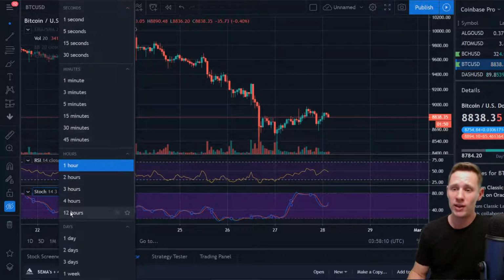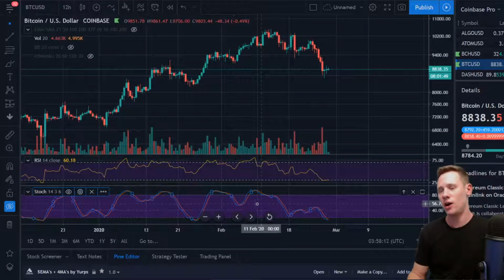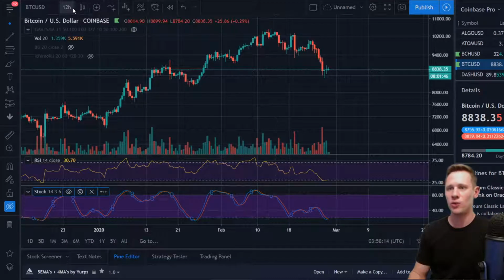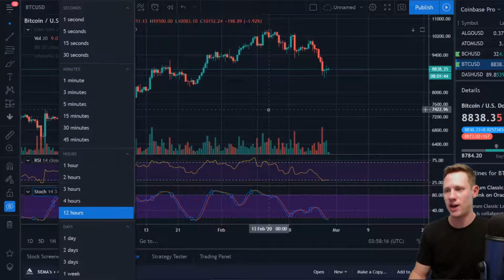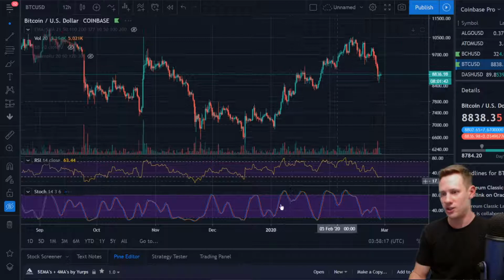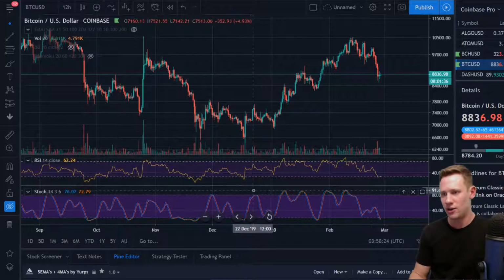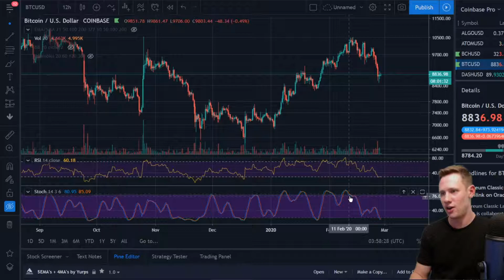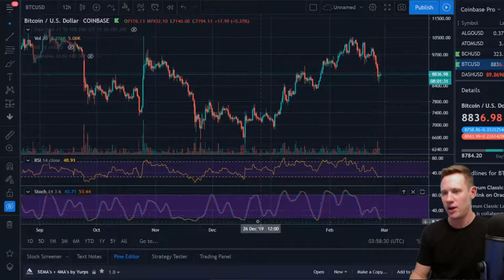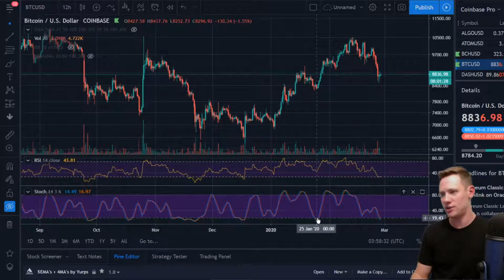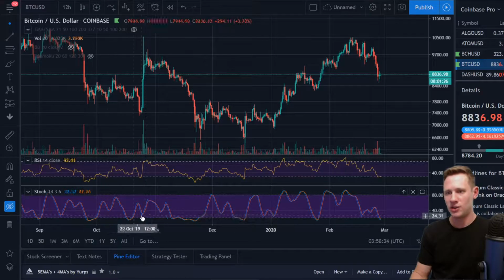Personally, I really like the 12 hours. The 12 hours have caught really awesome moves in the past here. You can see this 12 hour caught this downside move here. You even caught this little correction here, caught the dump up top here, and your cross ups are great here. You can see that one there. You can see that one there.